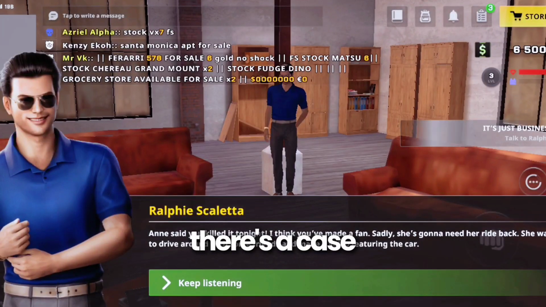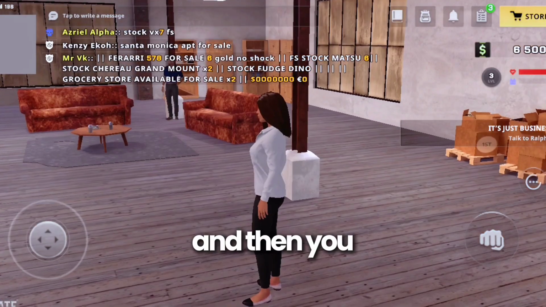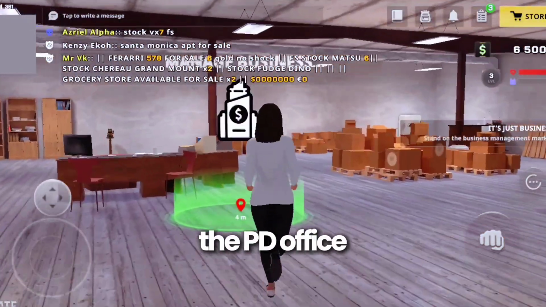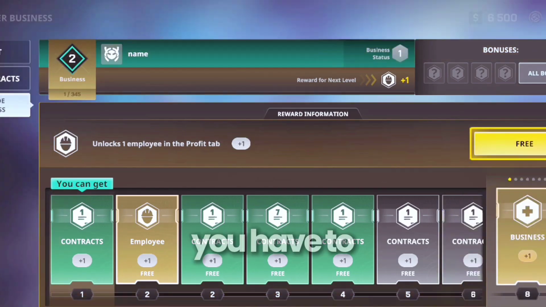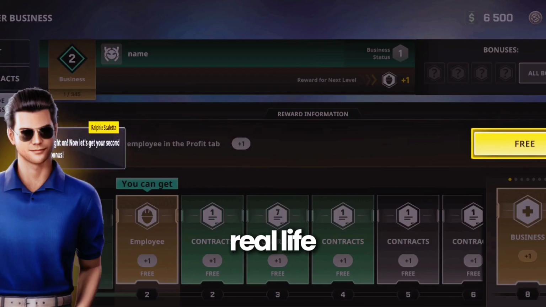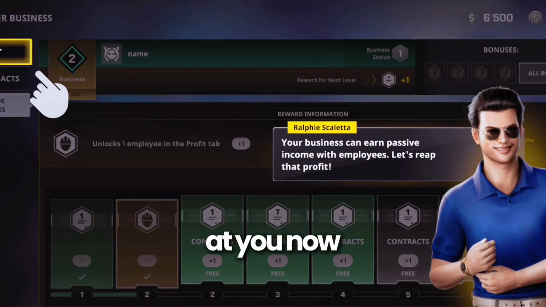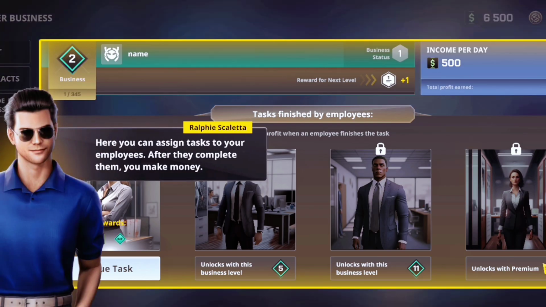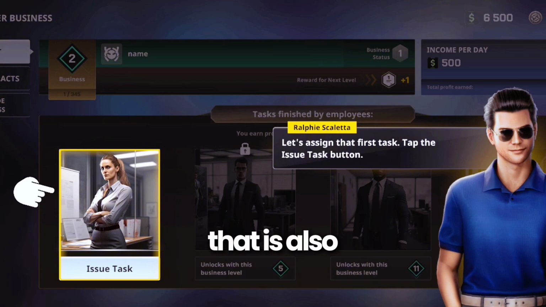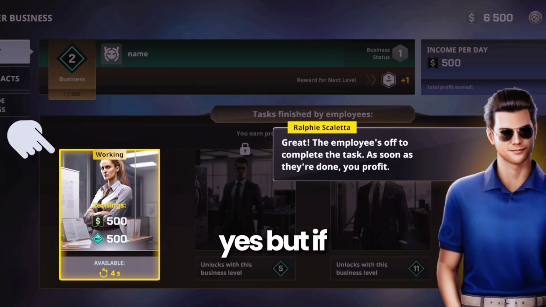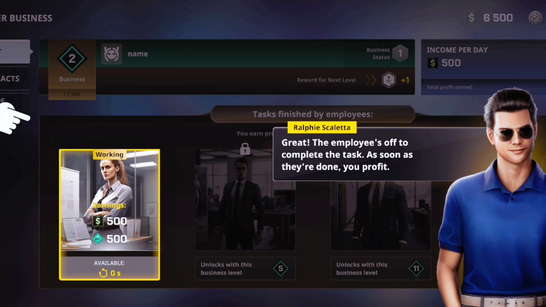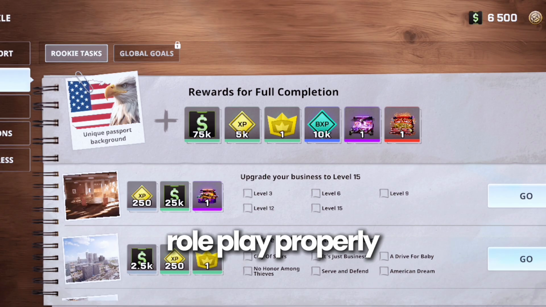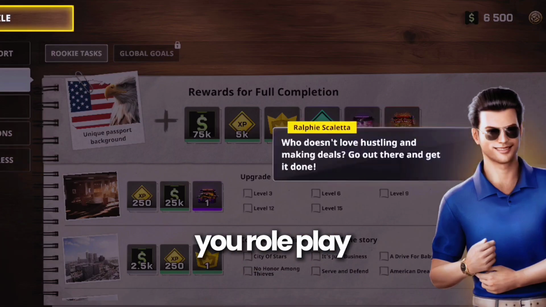Or let's say there's a case where you get arrested and then you start saying, no, I'm not going to go to the police office. When you get arrested, see, there's something called fair role play. When you get arrested, you have to act like you would act in real life. So if a police officer comes to you, points a gun at you and says you are under arrest, if you start running and they shoot you down, that's also role play. Yes. But if you say no, you don't have the right to arrest me, I'm not going to show you, that is you not wanting to role play properly. So make sure you role play properly.